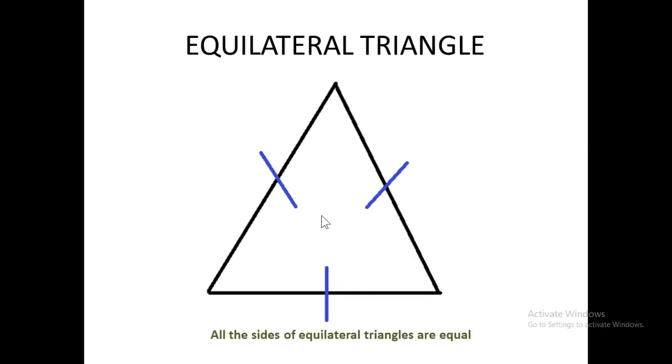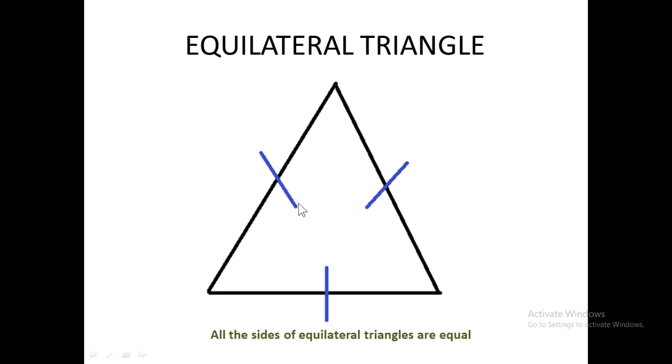Another classification of triangle based on the number of sides that are equal is the equilateral triangle. An equilateral triangle is a triangle with all its sides equal. Now, when you have a triangle and all the sides are equal, that means the triangle is called an equilateral triangle. You can see that this side is equal to this side, is equal to this side.